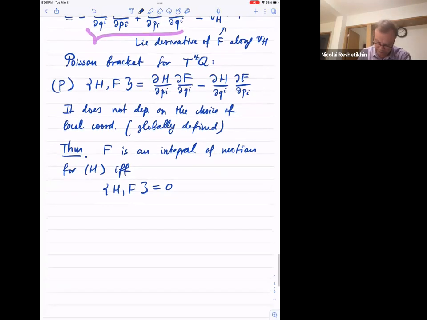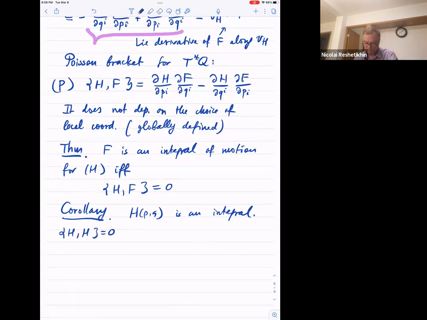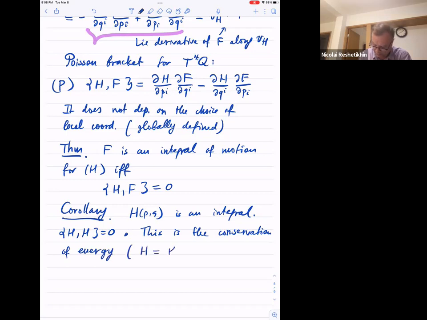So, an important corollary: H itself is an integral, simply because the bracket of H with H is 0, because this bracket is skew-symmetric. The physical meaning of this is the conservation of energy, and the physical meaning of H is the energy function.